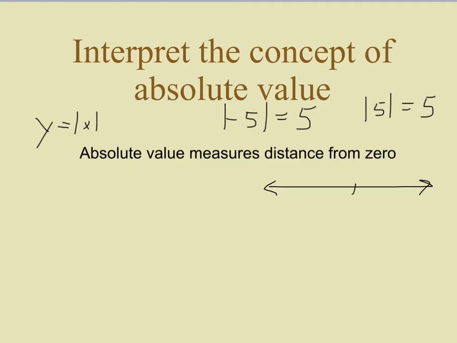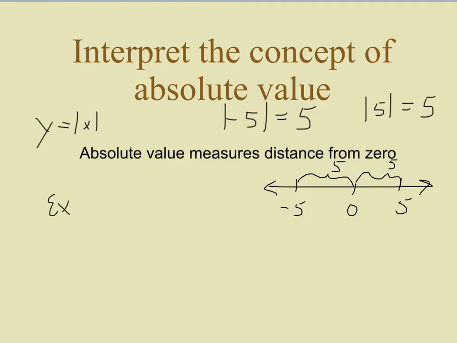So if I drew a number line, we had 0, we had the number 5, we had the number -5. If you notice, the distance between 0 and 5 is 5. Therefore, the absolute value of 5 is 5. And the distance from -5 to 0 is 5. And that's why the absolute value of -5 is 5. Because distance can never be negative. Distance is always measured positively.